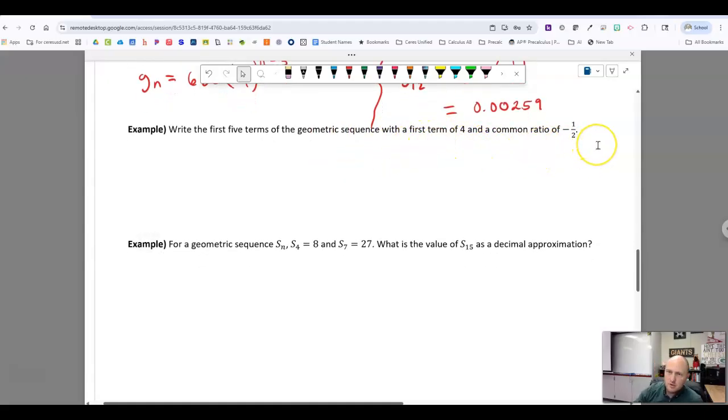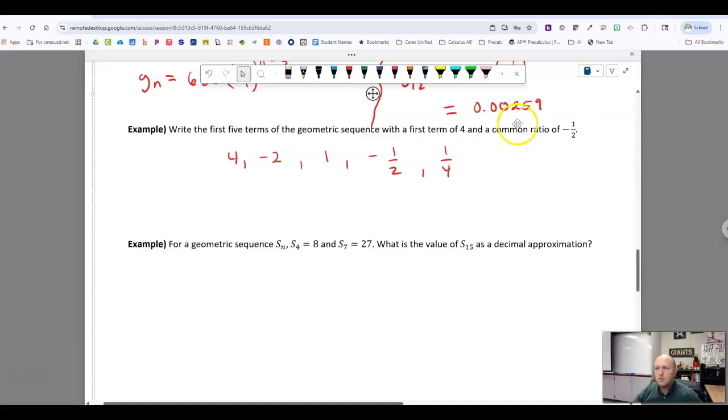Okay. All right. Write the first 5 terms of a geometric sequence with a first term of 4 and a common ratio of -1/2. Well, my first term they give me is 4, and my common ratio is -1/2. So I'm going to multiply 4 times -1/2. That's going to be -2. Next one will be a +1. Next one, a -1/2. Next one, a +1/4.